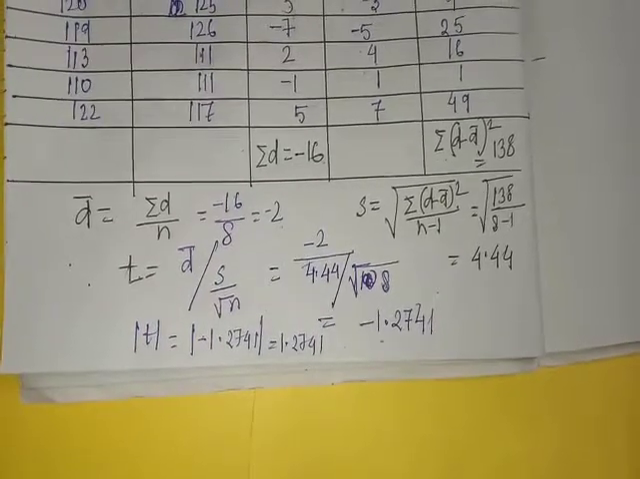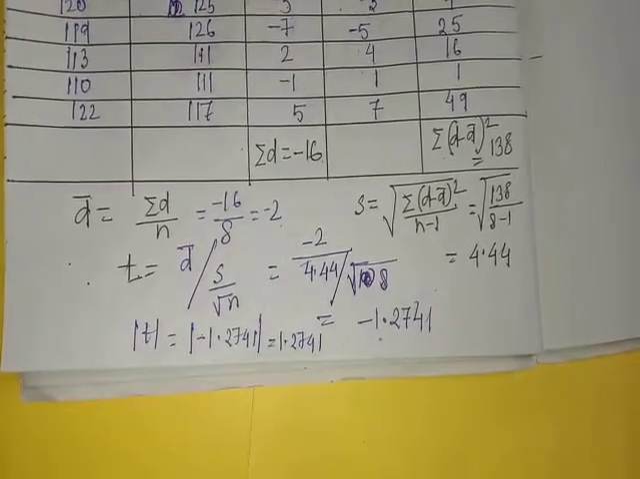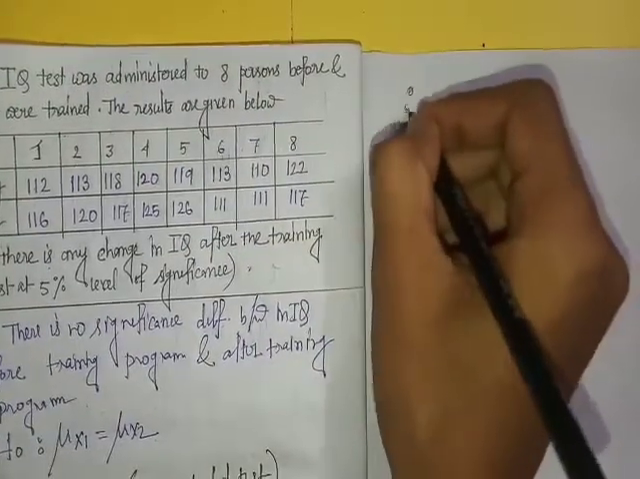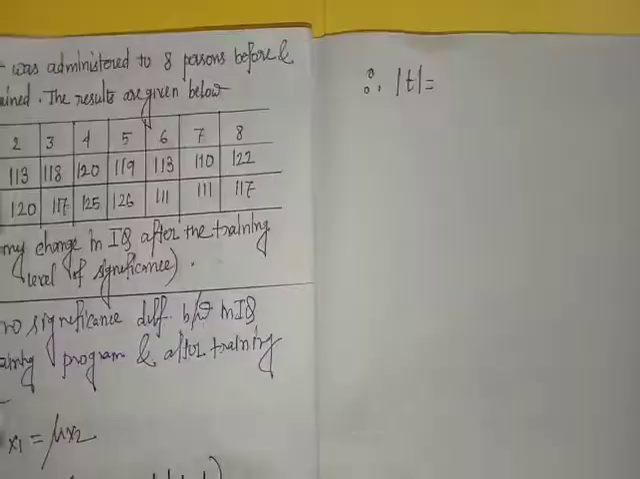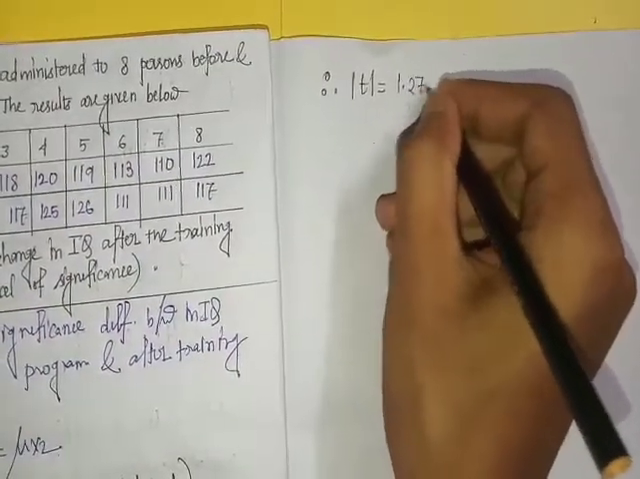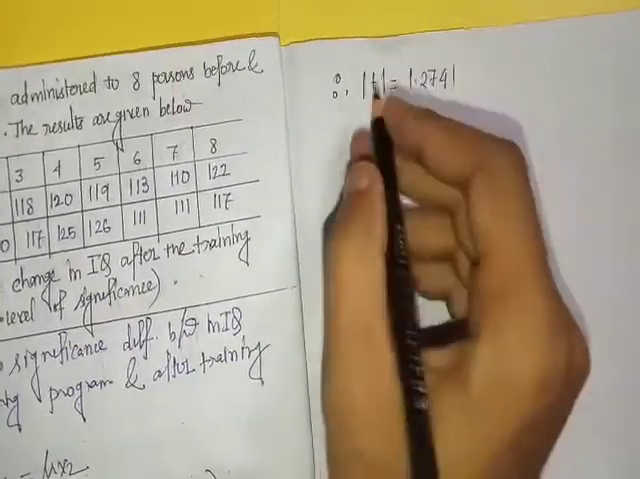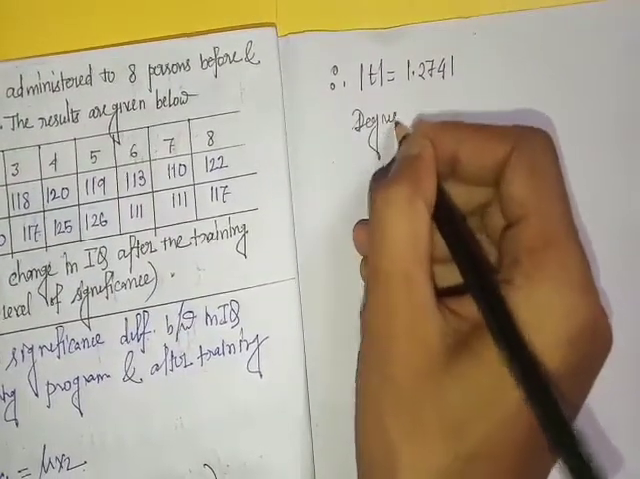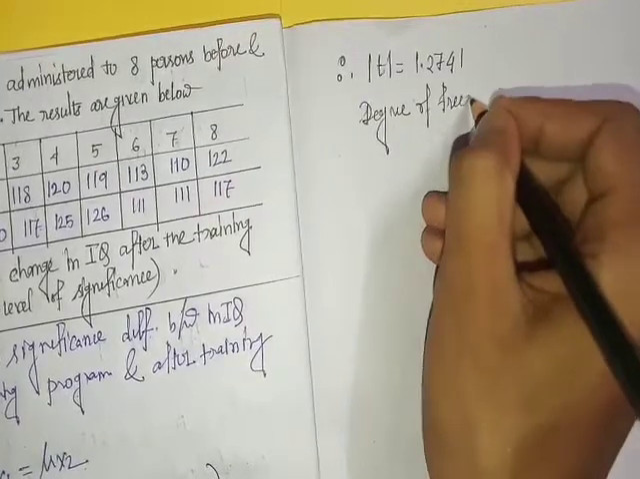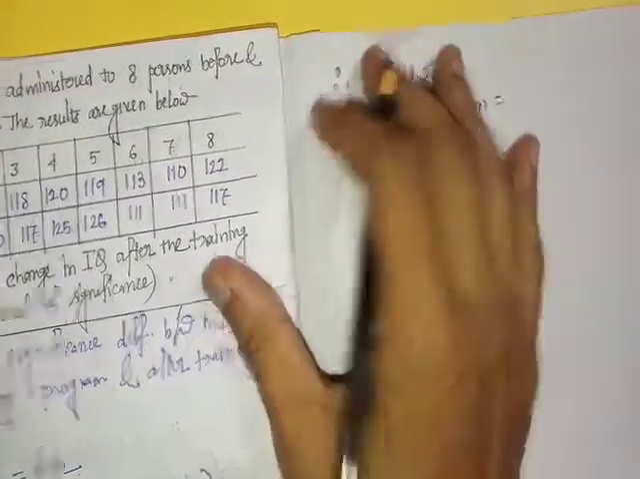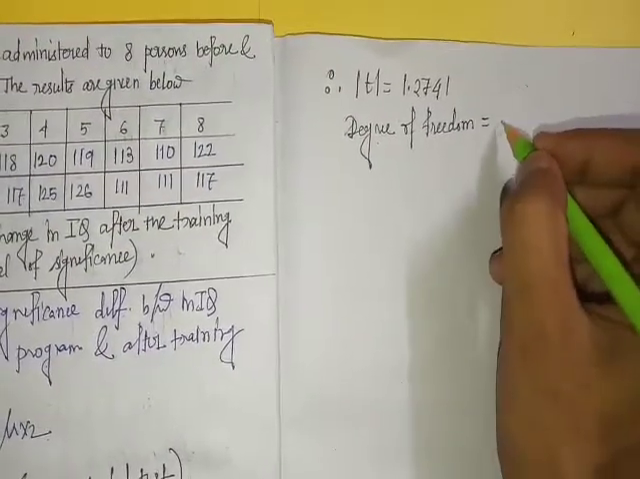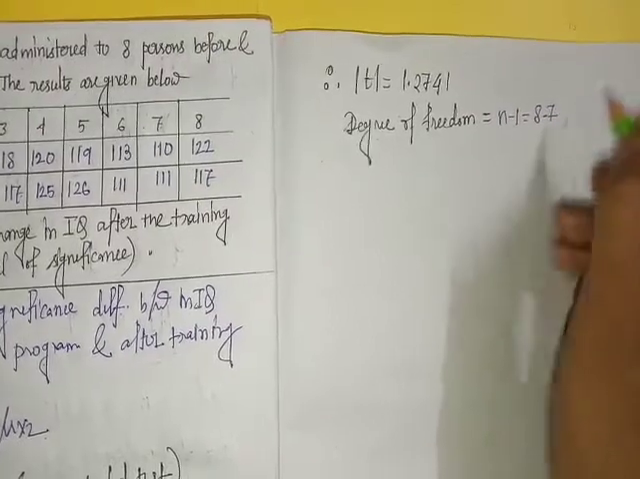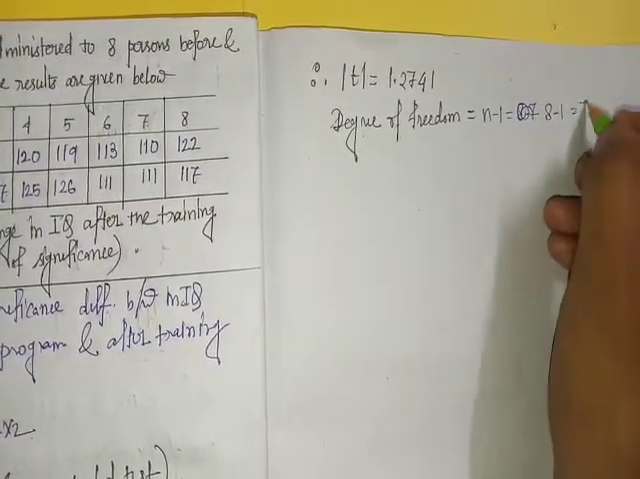So we get the calculated value of t, mod t, equal to 1.2741. Degrees of freedom. The formula of degrees of freedom for paired t test is n minus 1. Here n is 8, so 8 minus 1, that is 7. Okay.